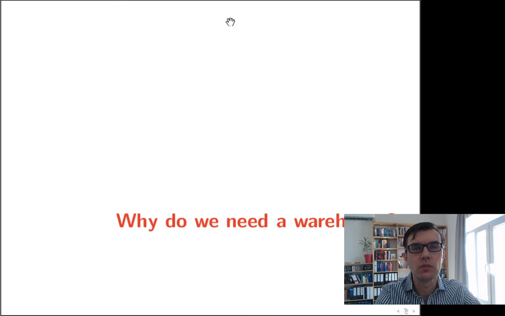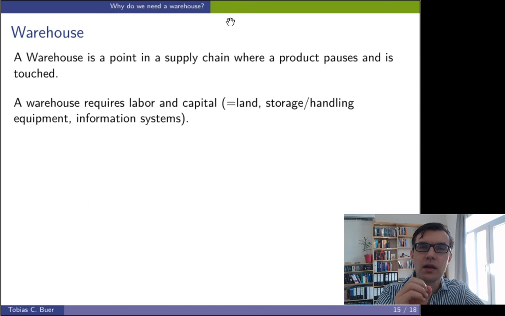Why do we need a warehouse? What is a warehouse? Well, we are right at the beginning of the course, so let's keep it simple. I quote a very simple definition from the textbook of Bartoli and Hackmann. You should also read this textbook when you study the slides and watch these videos. They give a very simple definition, which is quite elegant in my opinion. They say a warehouse is a point in a supply chain where a product pauses and is touched.